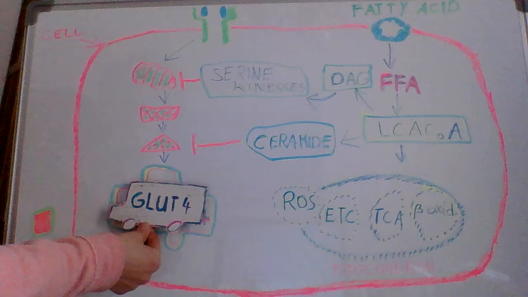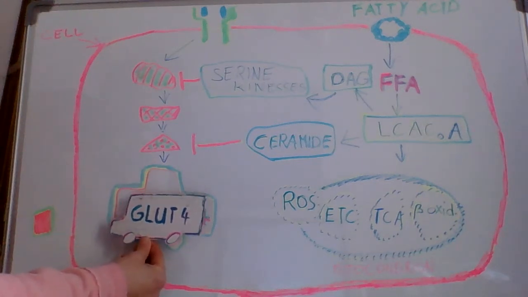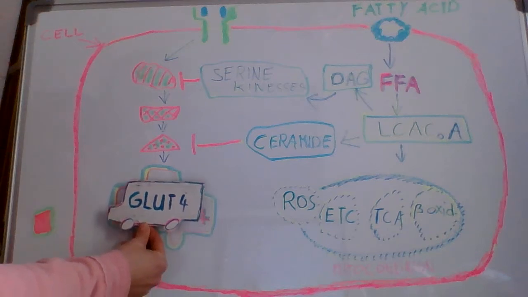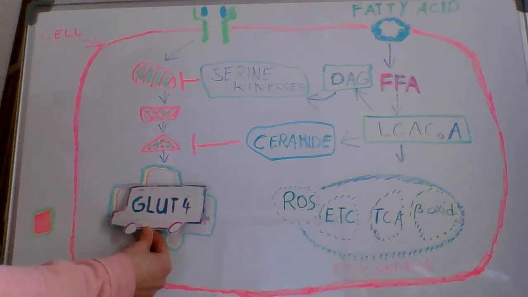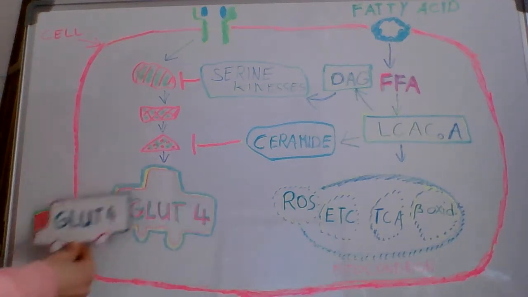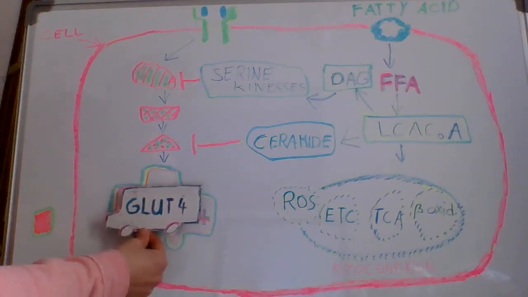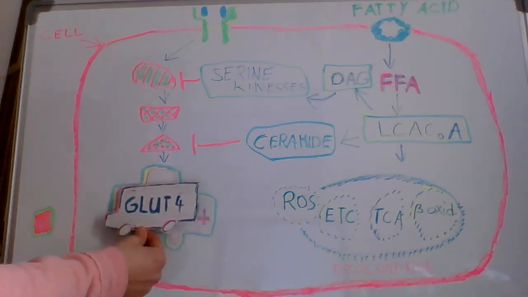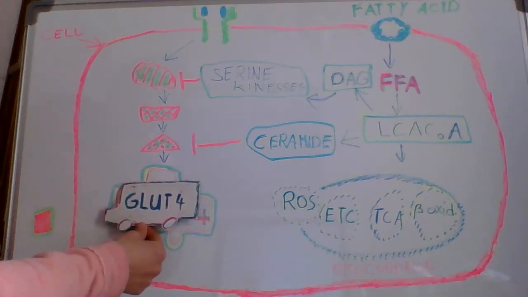That is why we call GLUT4 a transporter, because the sugar cannot enter the cell by itself. It cannot go through the cell membrane by itself, so it needs a transporter, and GLUT4 will always come and pick up the sugar and transport it into the cell. But this GLUT4 will come for the sugar only when it is activated.